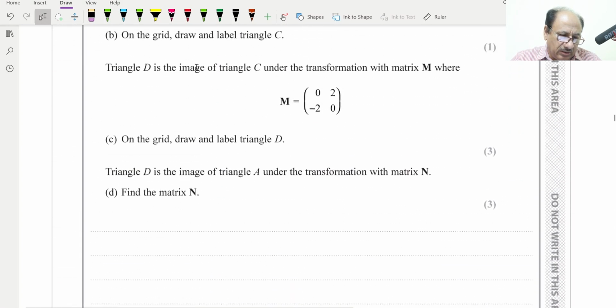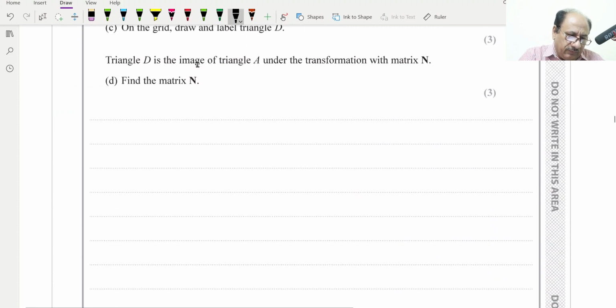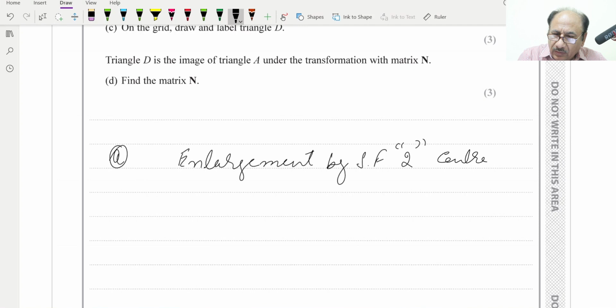We can write the answer as A part. We have to describe fully, so A part will be enlargement by scale factor 2, and the center will be what? Center of enlargement will be -1 and 5. -1 and 5, this is the center of enlargement.